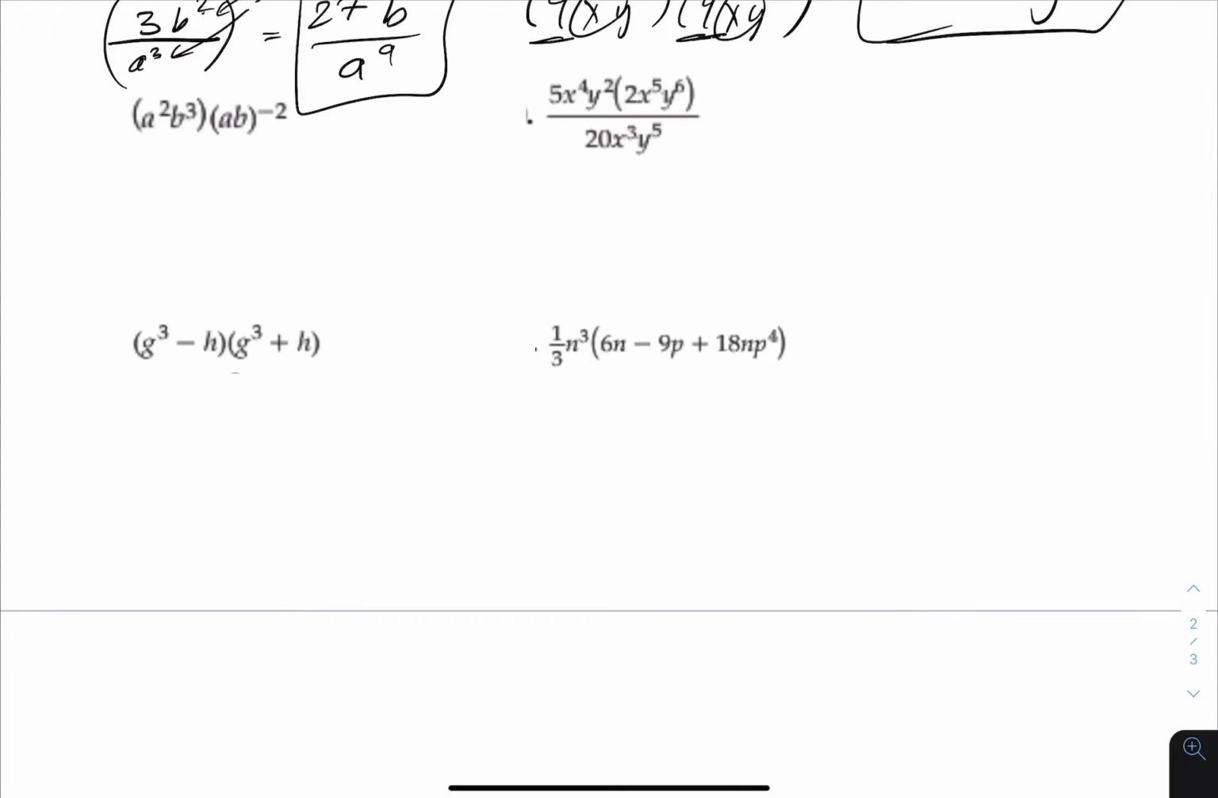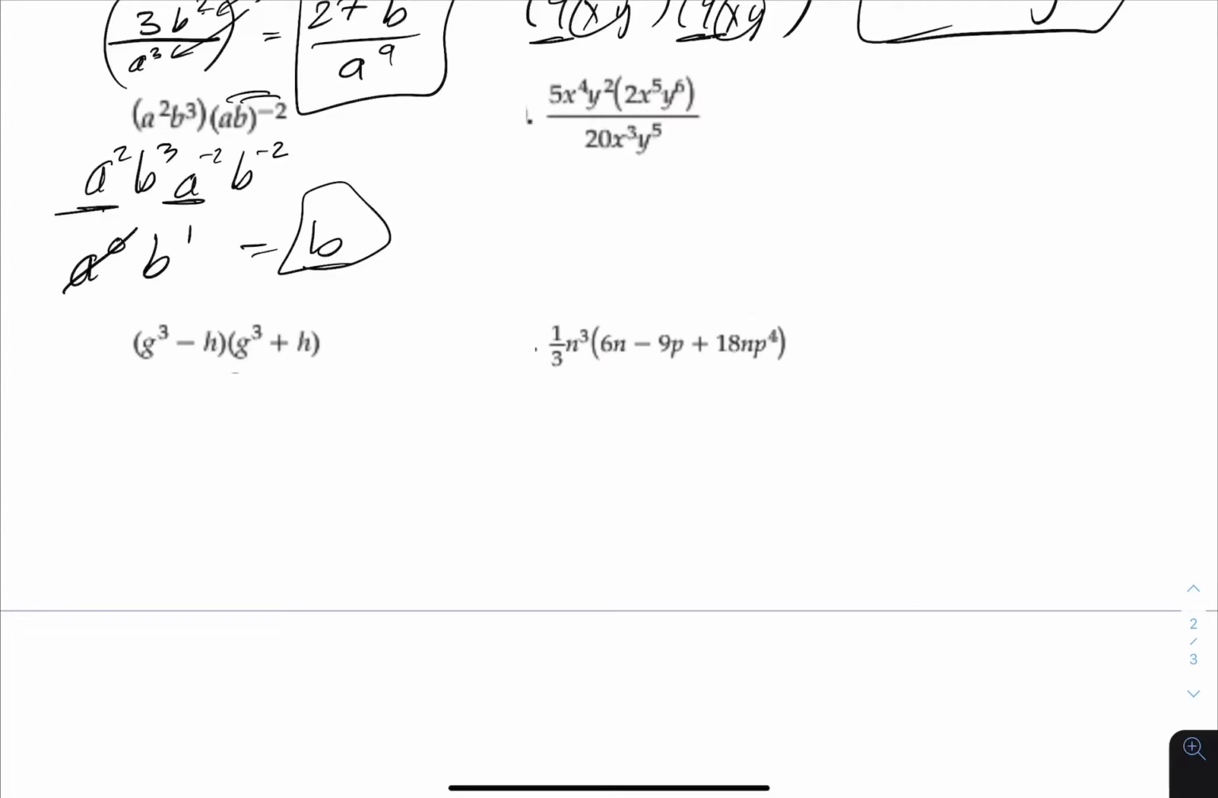Next one. So the negative 2 power is distributed to both of them, so I get a squared b cubed a to the negative 2 b to the negative 2. All we're doing is adding like terms, because we're multiplying everything, so we just add the powers. I get a to the 0 and b to the first. Anything to the 0 power is 1, so it should just be b.